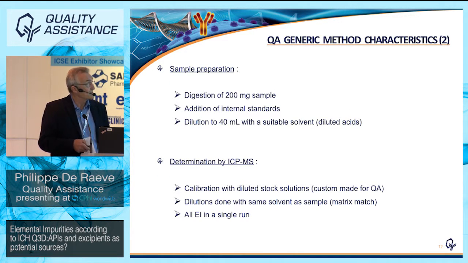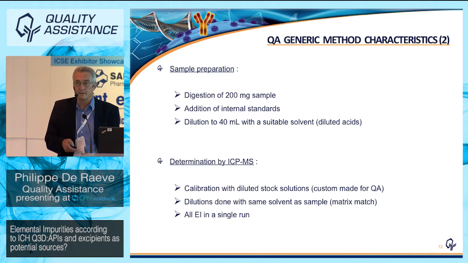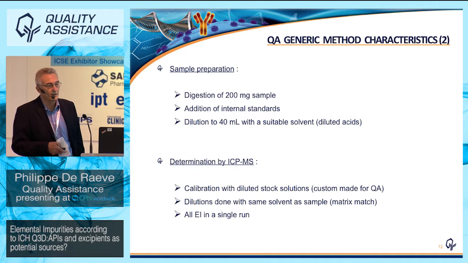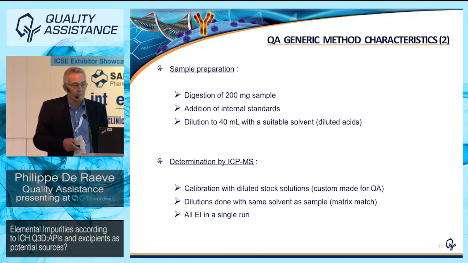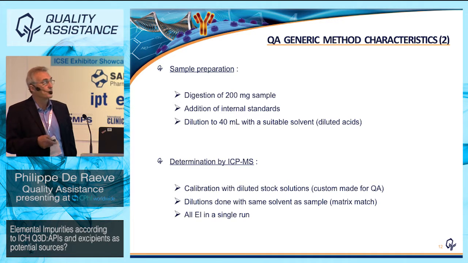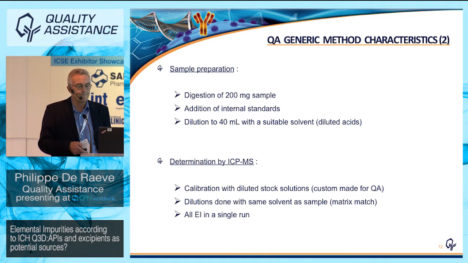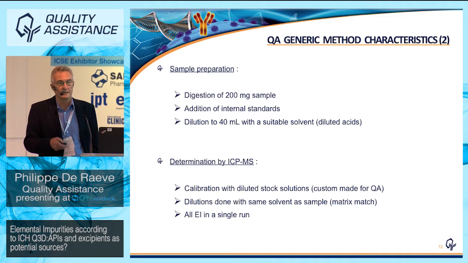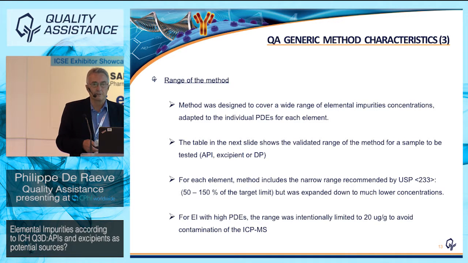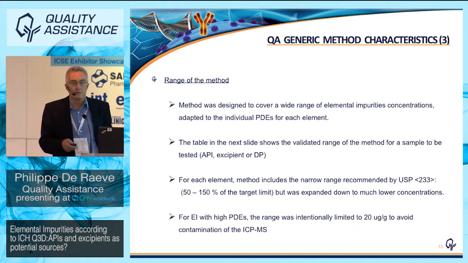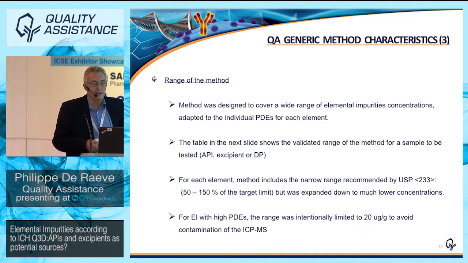For the sample preparation, we digest about 200 milligrams of sample. We add internal standard useful for the ICP-MS determination, and we dilute to 40 ml with a suitable solvent. That is a mixture of diluted acids. Calibration of the ICP-MS is done with diluted stock solutions that are custom-made for quality assistance with different concentrations according to the PDEs of the elemental impurities. The calibration solutions are diluted with the same solvent as the sample to ensure a matrix match that is important in ICP-MS, and all elemental impurities are determined in a single run. I will show in the next slide the range of the method that was designed to cover a very wide range of elemental impurities depending upon the PDEs for each element.